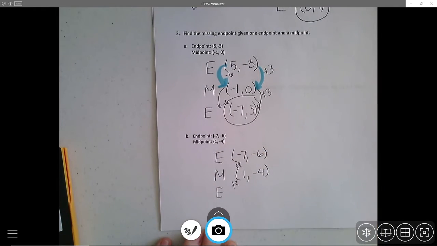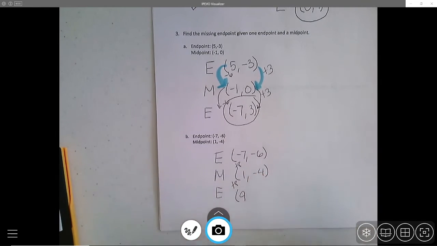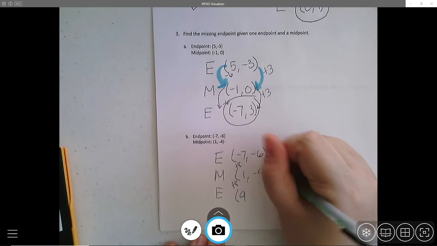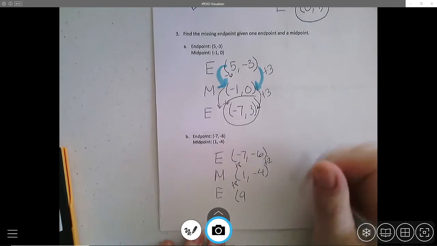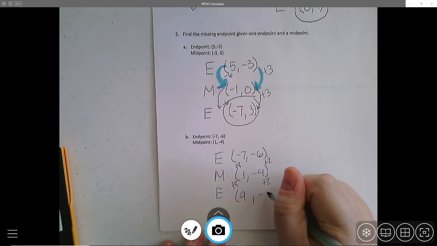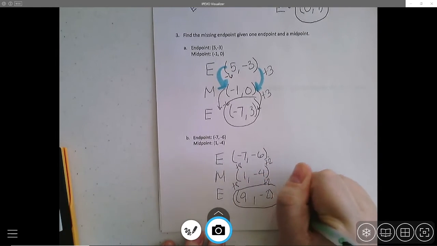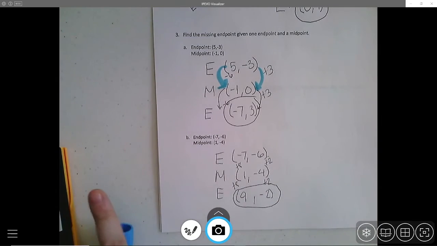I'm going to add 8 again. 1 plus 8 gives me 9. Okay, on the side of Y's, how do I get from negative 6 to negative 4? I add 2. So I'm going to add 2. Negative 4 plus 2 is negative 2. Right there, 9, negative 2 is my other endpoint.